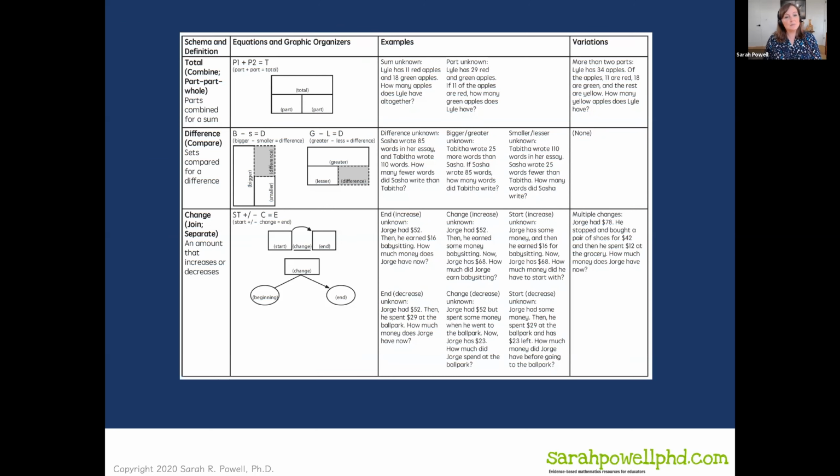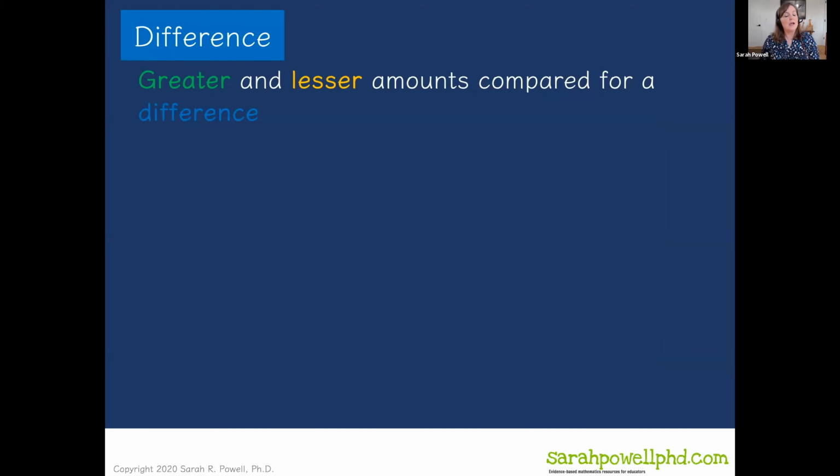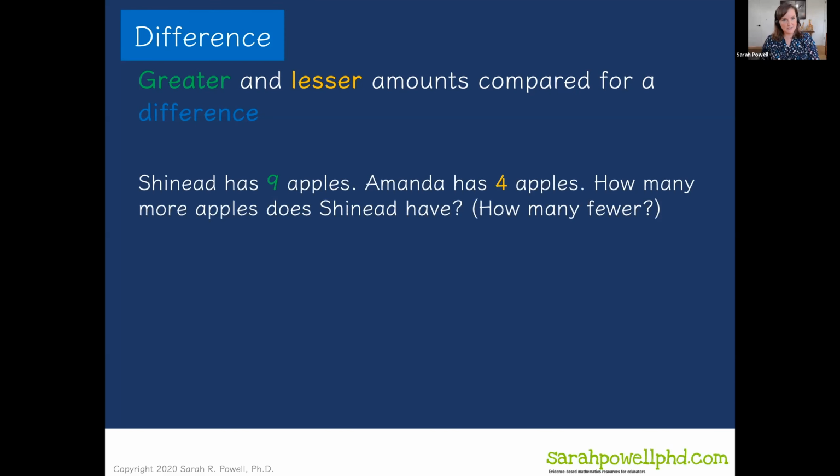All right, so we talked about total problems. I do want to say that sometimes people also call those combined problems or part whole. There's lots of names out there for the same schema. But the next schema that we're going to talk about is the difference schema, or what we also call the compare schema. Now, in a difference problem, we have a greater and a lesser amount, and we compare those amounts for a difference.